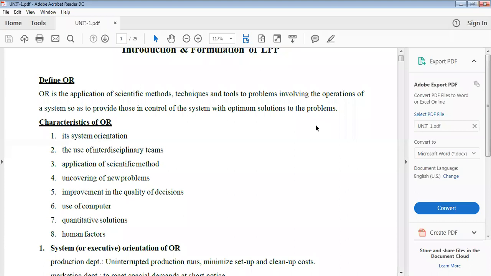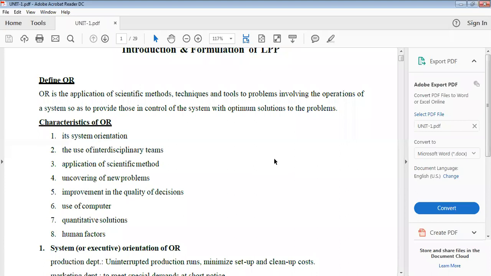So operations research is nothing but the application of various scientific methods or techniques in operating a particular plant or production plant, and thereby finding an optimum solution to the problems. The main intention is to, depending on the available resources in the factory, formulate a particular function, and thereby go for the particular solution.